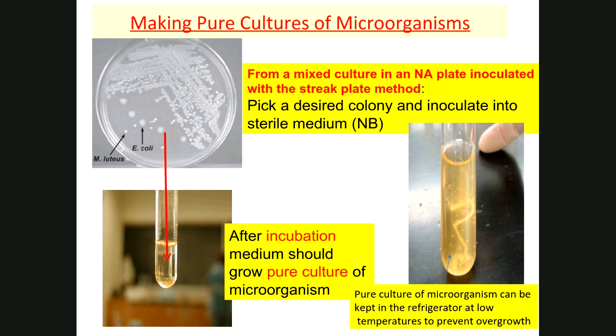So these are some of the ways we make pure cultures. We take one colony, and see, here it is telling you, okay, we have two different kinds of organisms here, an E. coli and Micrococcus luteus. You want to make a pure culture of E. coli. You'll take one E. coli colony and transfer it into a broth, let the broth grow, and now you have a pure nutrient broth culture of that E. coli.